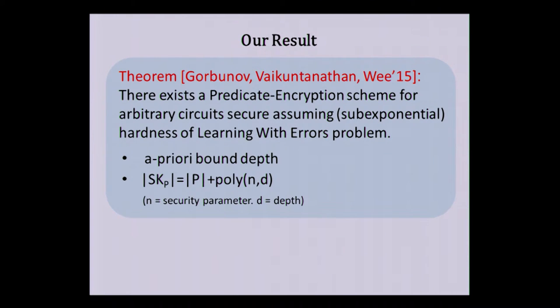And the second feature is, I'd say, a nice feature. It says that the secret key with respect to a predicate P is of size proportional to the size of the description of the predicate P plus some polynomial overhead in the security parameter and the depth of the circuit. So clearly, you have to specify in the secret key the description of the predicate P, and that's the best you can hope for. And there is some additive factor, polynomial in the security parameter and the depth of the circuit, that you have to pay for.